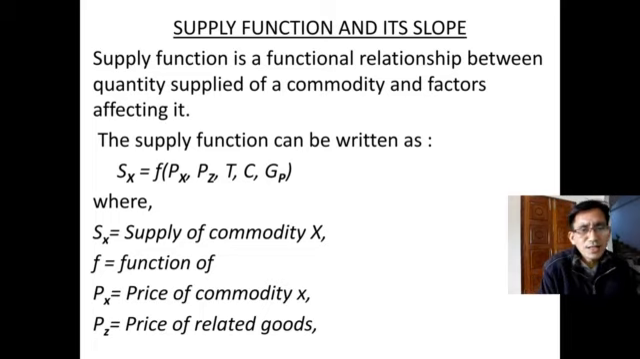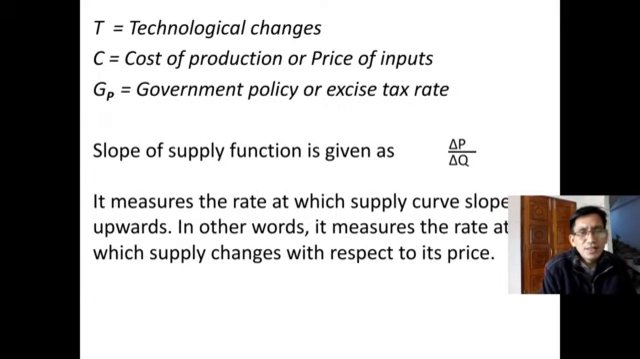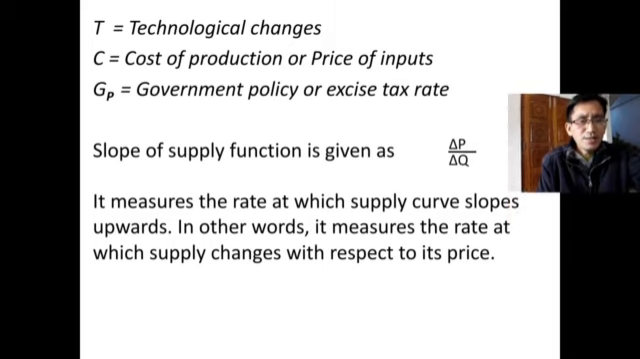Here Sx is the supply of commodity X, that is the quantity supplied, f is the function, Px is the price of the commodity X, Pj is the price of related goods, like a substitute good. Then T is technological change, the state of technology. Then C is the cost of production, the price of inputs. Then GP is government policy on taxes, especially the excise tax rate.